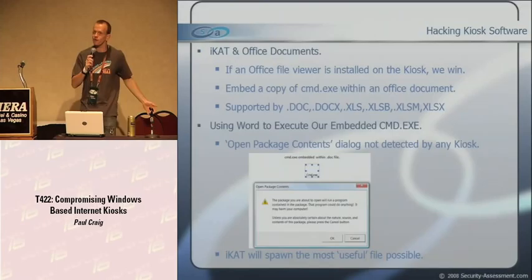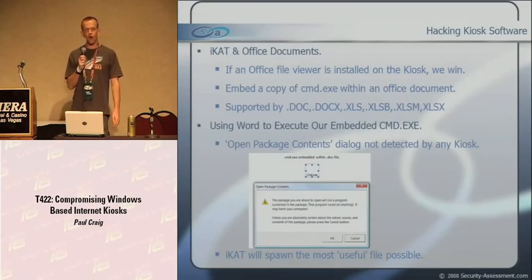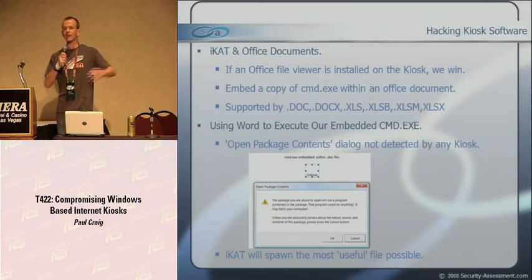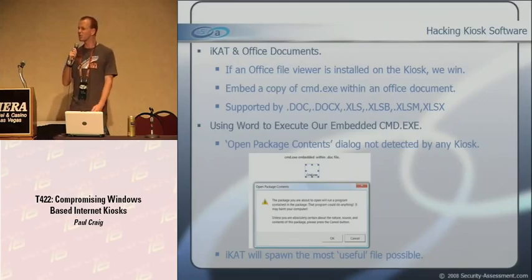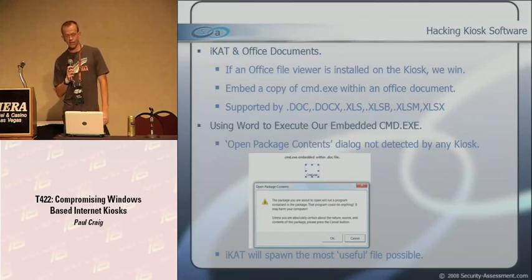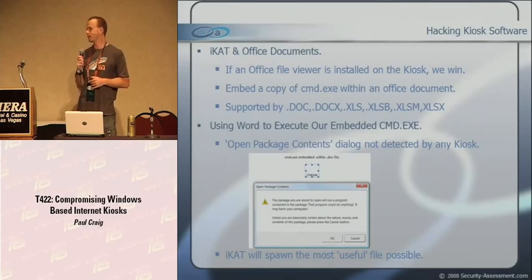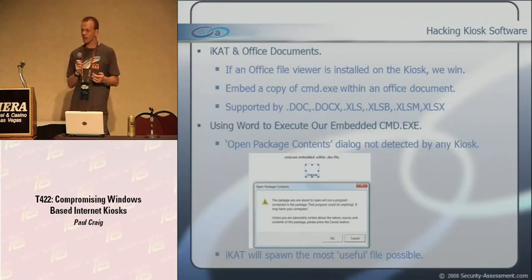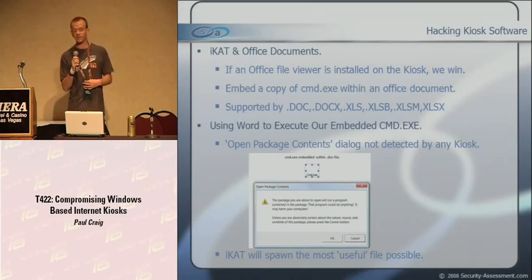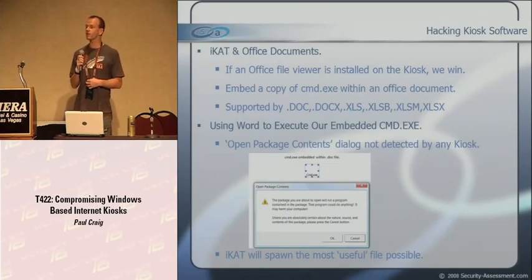Okay, so iCat and Office documents. I realized, hey, Office documents are pretty cool. Office is this amazing platform that can do all sorts of crazy stuff. What can I do with Office? I realized that if you have an Office file viewer installed on a kiosk, you pretty much win. And you win because in an Office document, you can embed an object. So I thought, well, if I can embed an object, why don't I embed an executable? Why don't I embed CMD? So I have doc files, docx, xlx, xlsb, xlsm, and xlsx, which all contain embedded CMD files.